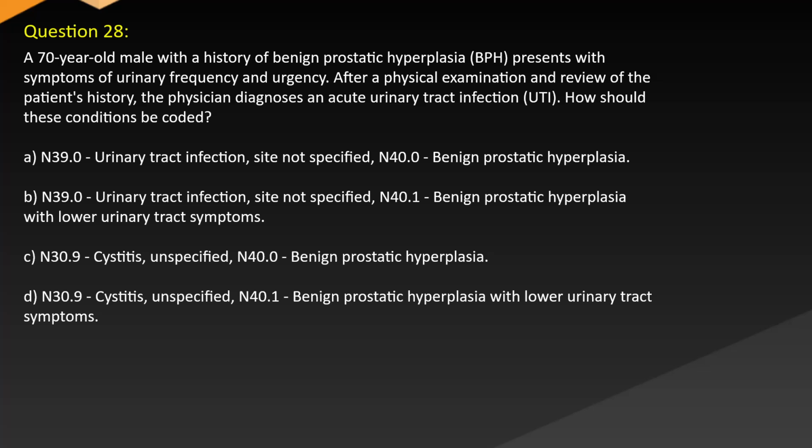A. N39.0, urinary tract infection, site not specified, and N40.0, benign prostatic hyperplasia. B. N39.0, urinary tract infection, site not specified, and N40.1, benign prostatic hyperplasia with lower urinary tract symptoms. C. N30.9, cystitis, unspecified, and N40.0, benign prostatic hyperplasia. D. N30.9, cystitis, unspecified, and N40.1, benign prostatic hyperplasia with lower urinary tract symptoms.